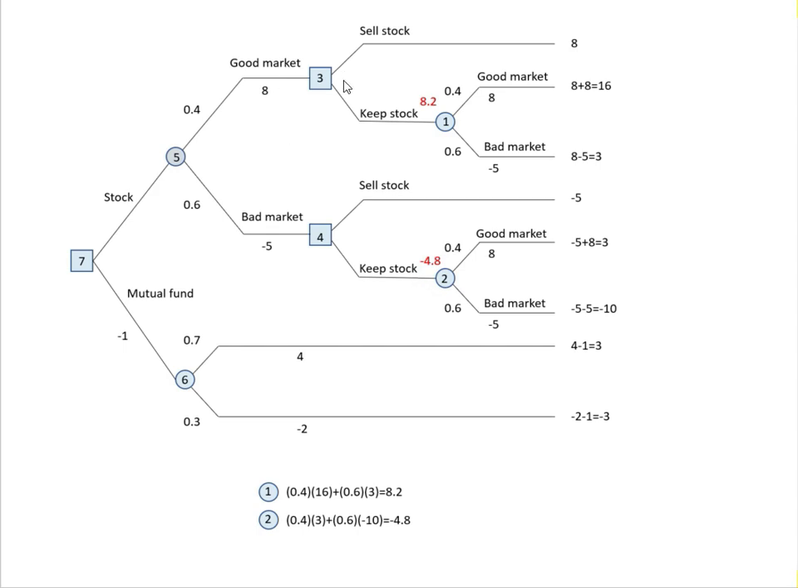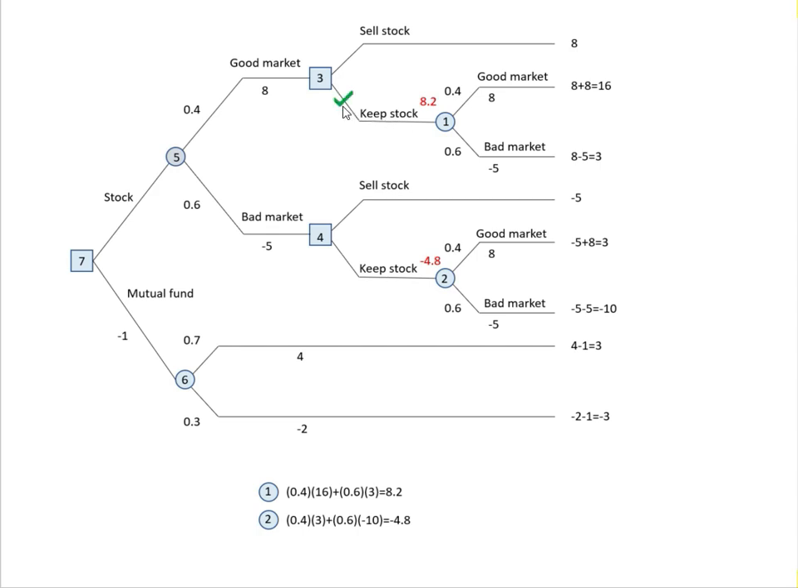Now let me move on to node 3. Node 3 is a square. Square means you make a decision. So what is a decision? Well, a decision means you choose one of the following options. In this case, you have two options, so you're going to choose the better one. Let's compare them. If you sell the stock, you get $8. If you keep the stock, then going forward, on average, you will get $8.2. $8.2 is higher than $8, so the profit here is higher than the profit here. That means you're going to choose to keep the stock.